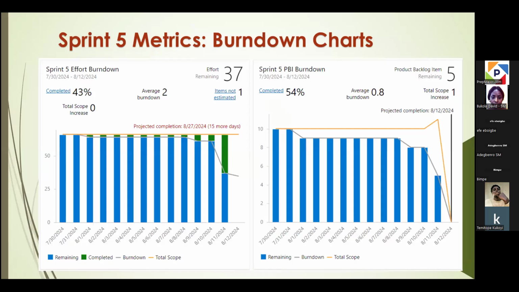This is our burn down chart for sprint 5: the effort burn down chart, which shows the work remaining versus the available time, and the PBI burn down chart, which shows the work items over time. So during this sprint, we were able to complete 43% of the effort burn chart, and 54% of the PBIs were completed. Then we were able to burn on average 2 for the effort burn down chart, and 0.8 for the PBI burn down.